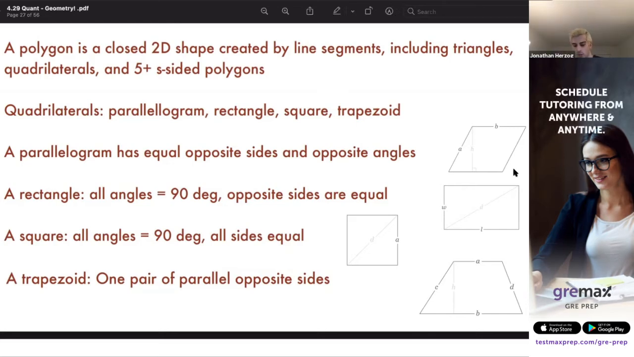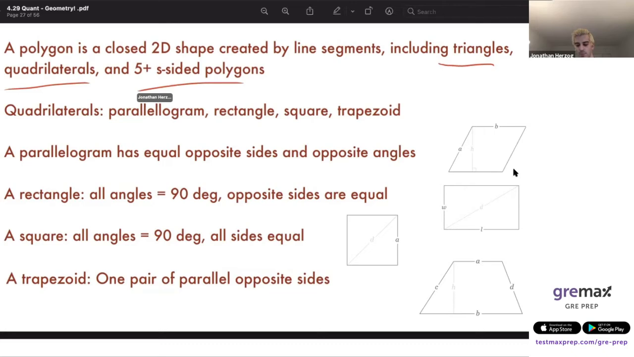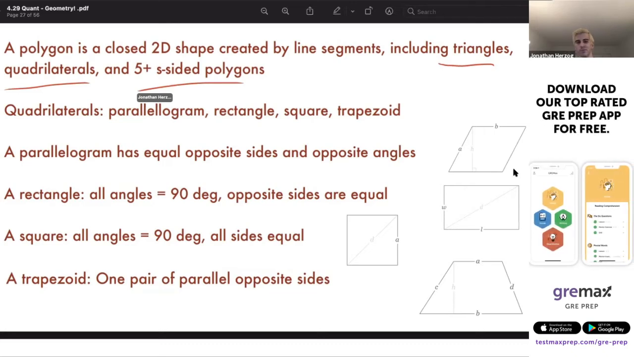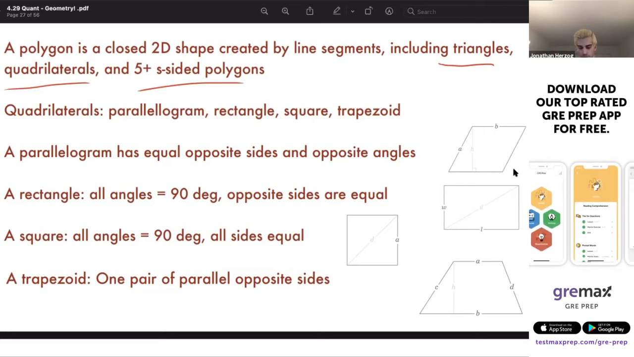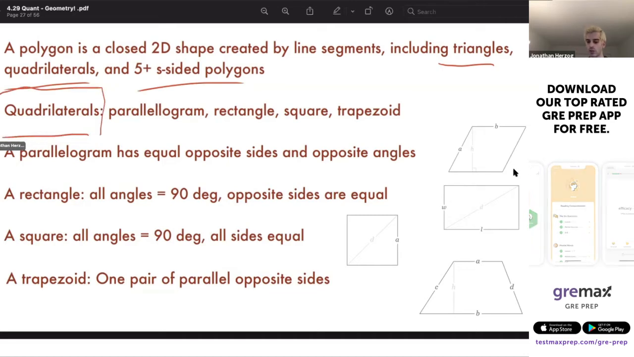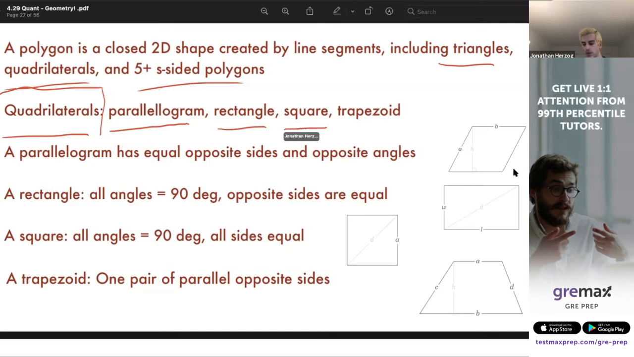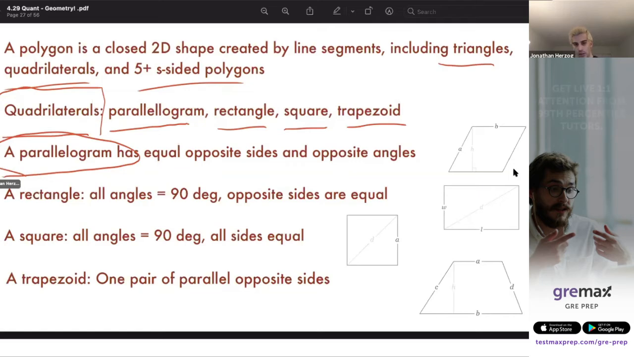Recall, a polygon is a closed two-dimensional shape created by line segments, including triangles, quadrilaterals, and 5+ sided polygons. Quadrilaterals, 4-sided polygons, most commonly include, on the GRE, parallelograms, rectangles, squares, and trapezoids. Parallelograms: equal parallel opposite sides and opposite angles.